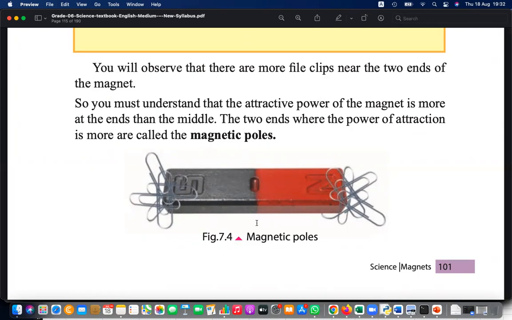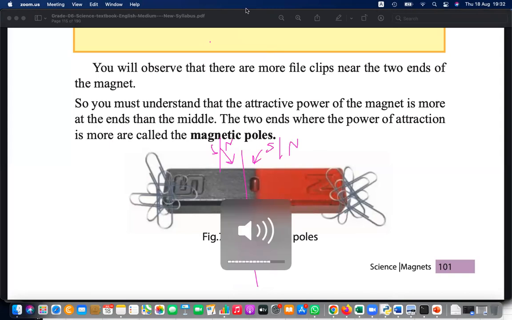So what happens if this magnet is broken down into two parts? Then what will happen? If you break this magnet into two, then what will happen? Let's say I'm going to break the magnet into two halves from here. So what will this edge be, south or north? What do you think?